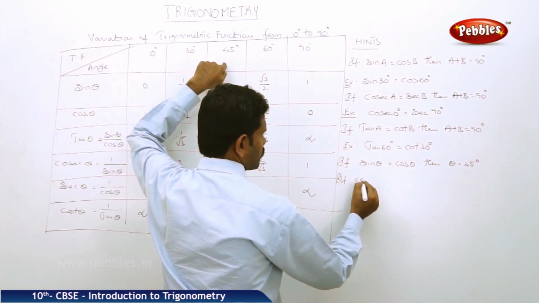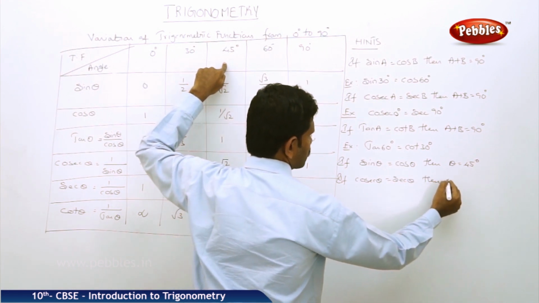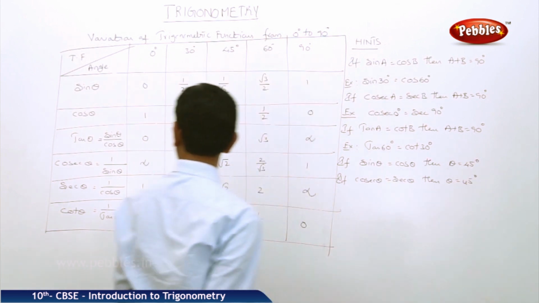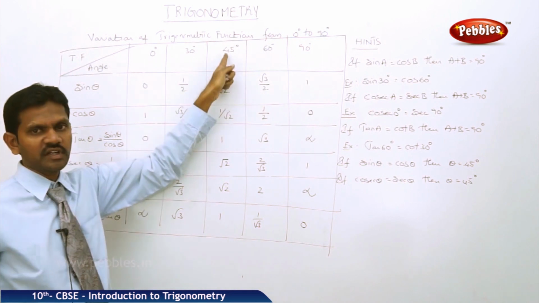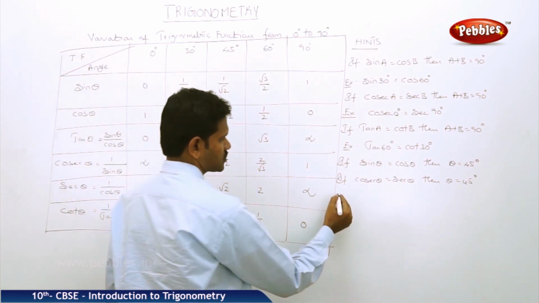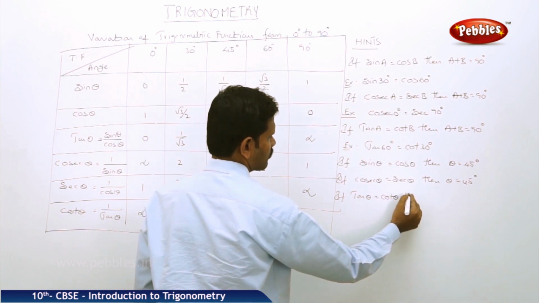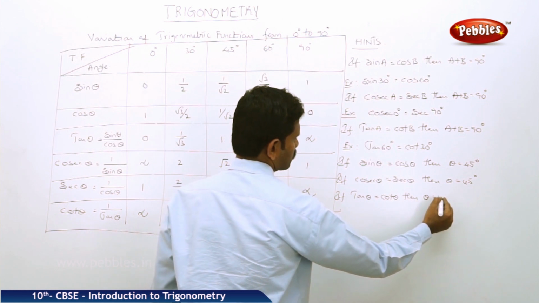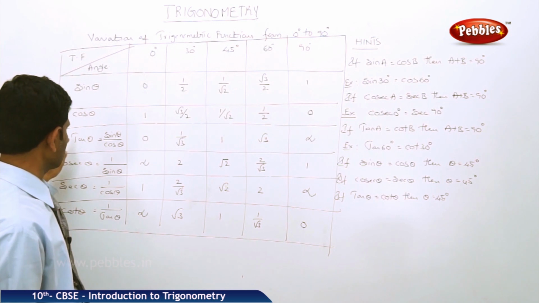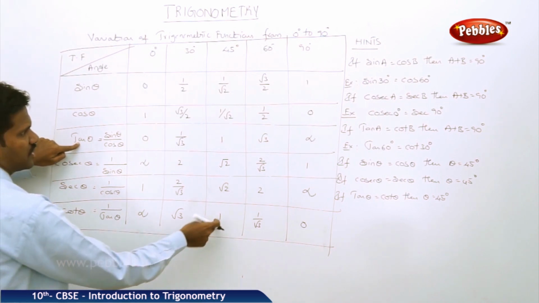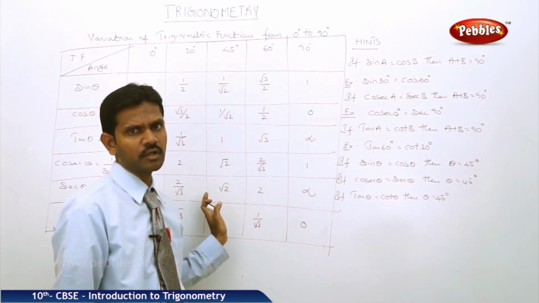Similarly, if cosecant theta is equal to secant theta, then theta is equal to 45. Cosecant and secant also: root 2, both are the same at 45 degrees. Next, if tan theta is equal to cot theta, then theta is equal to 45 degrees. Similarly, tan and cot functions are also equal at 45 degrees. These are the important hints we observe from this trigonometric table.